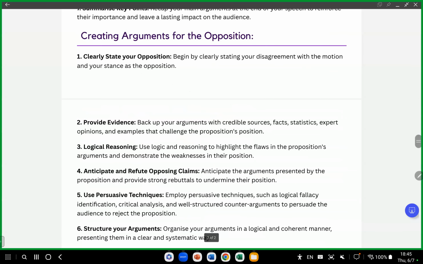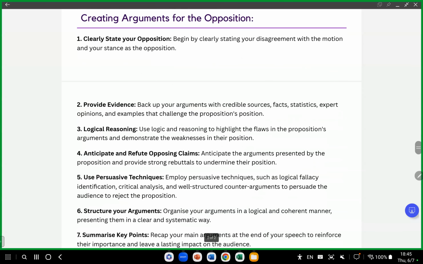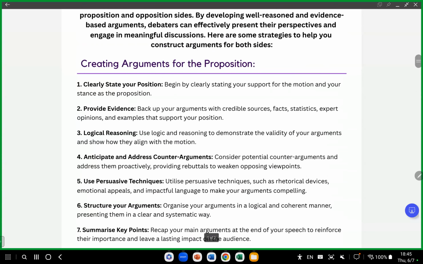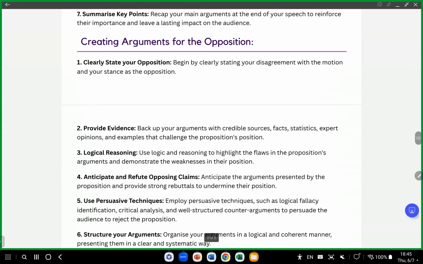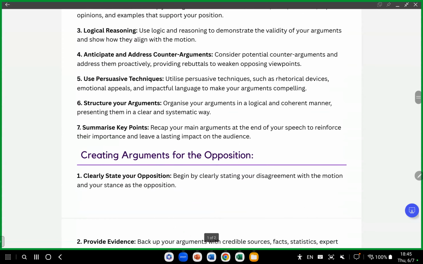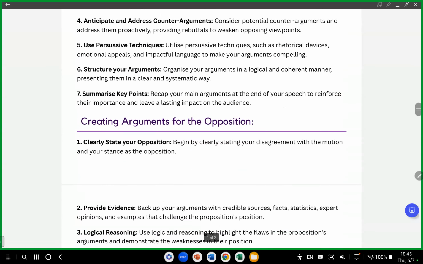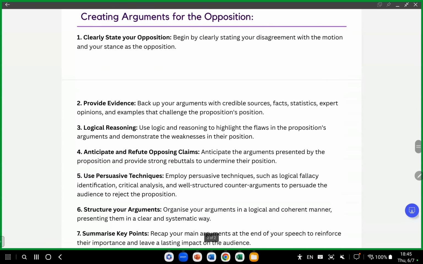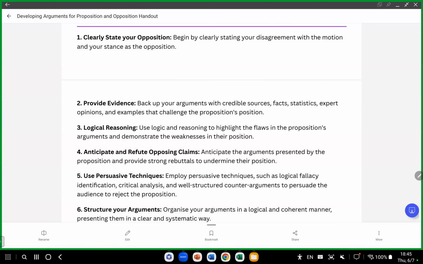We're going to talk about creating arguments for the opposition. Now, as you'll notice, the lists are pretty much identical. So clearly state your position, provide evidence, logical reasoning. The lists are basically the same, but what you do with those techniques is what is different.